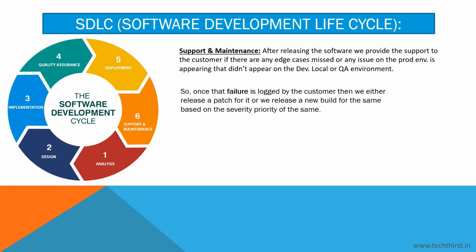If there are any edge cases missed, or any issue appears in the production environment that didn't appear in the dev local environment, then once that failure is logged by the customer, we either release a patch for it, or we release a new build for the same, based on the severity and priority of the bug.